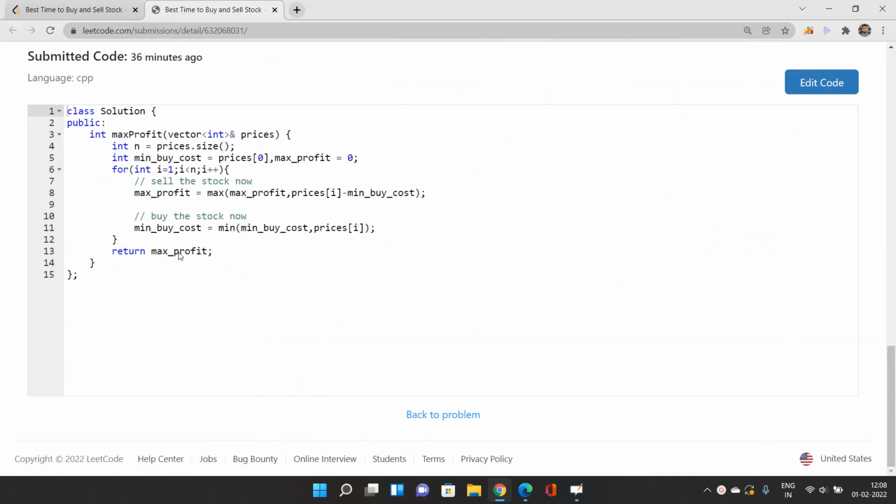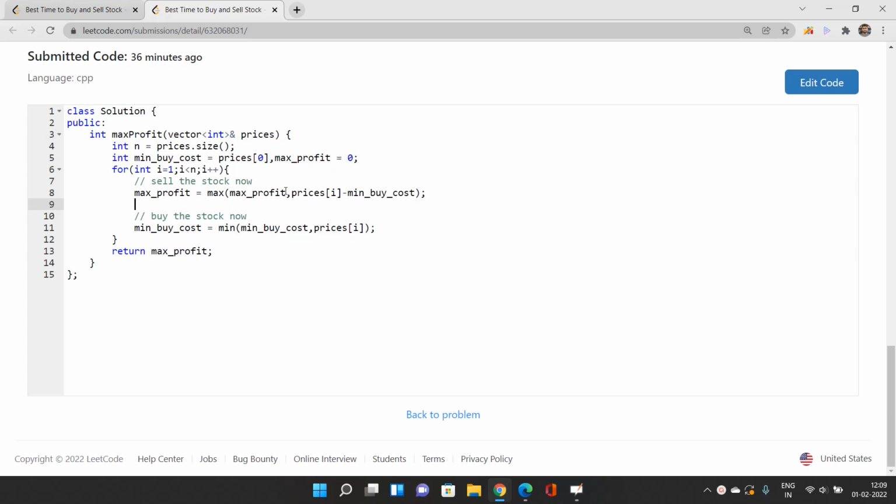You can see min buy cost I've initialized with prices of 0 and our max profit is 0, and we are going to iterate from i equal to 1. So I'm trying to sell the stock right now. If I sell the stock right now, my current selling price would be prices of i minus the minimum buying price of the stock, which I am going to subtract. It will give us the max profit if we sell the stock right now.